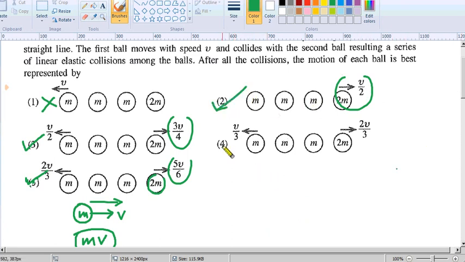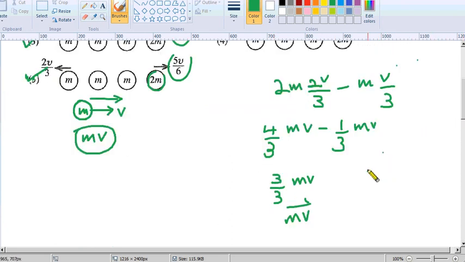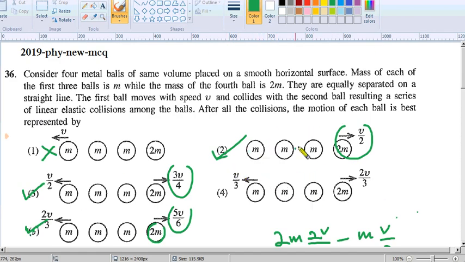Now let us check this fourth one. Let's first take the positive value. The mass is 2m, the velocity is 2v divided by 3, minus this value. The mass is simply m, the velocity is v divided by 3. Let us simplify. That is also correct. We get mv to the right side. So this fourth one is correct.